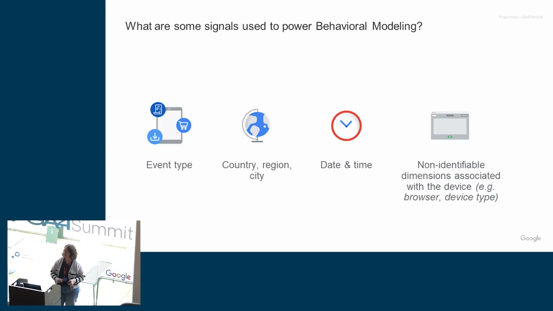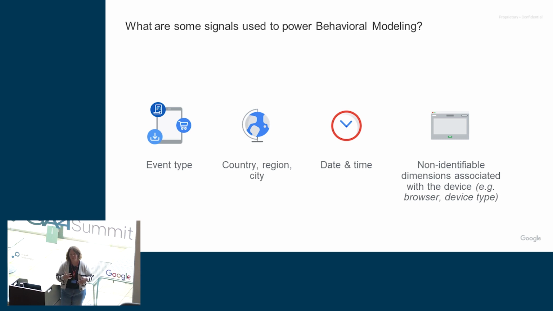And a question I get asked a lot is what kind of signals are used to power that modeling, to power the behavioral modeling. So this is all coming from the consented data that we have collected through using cookies when users have said yes to that type of tracking. And then we look at a couple of different things within that data. So we look at the event type. Was this a page view? Was this a product view? Was it a transaction? Was it a form sign up? And that is taken into consideration.